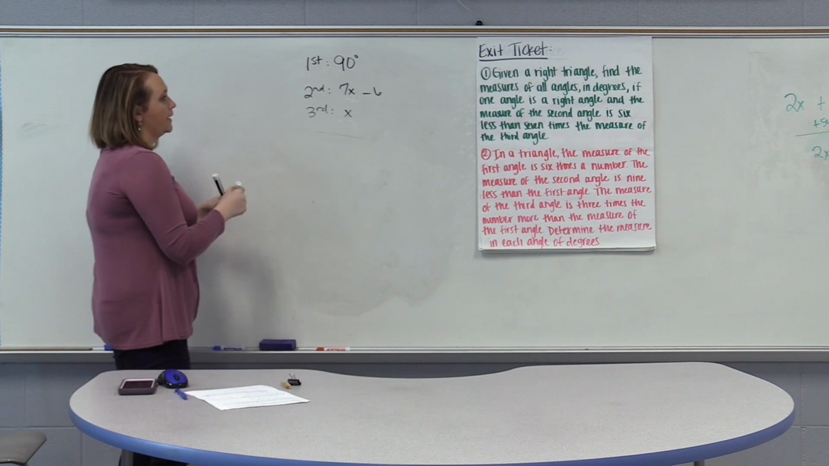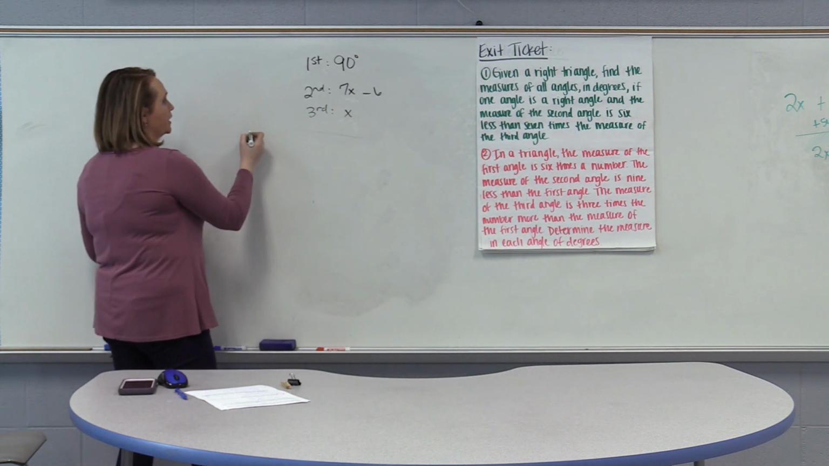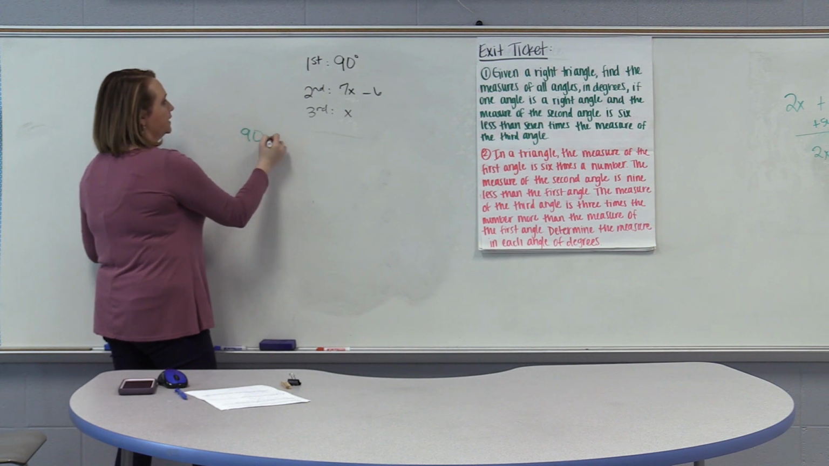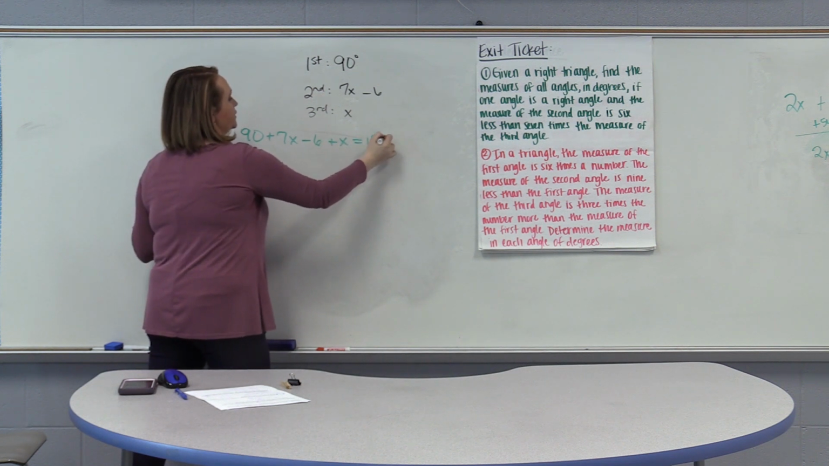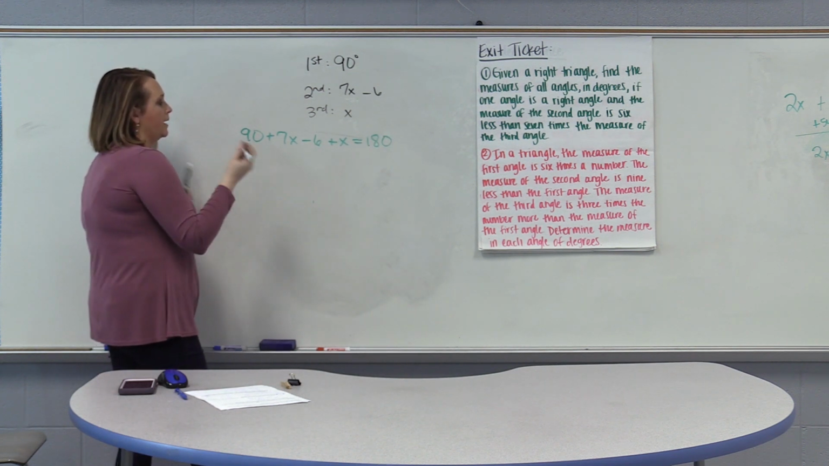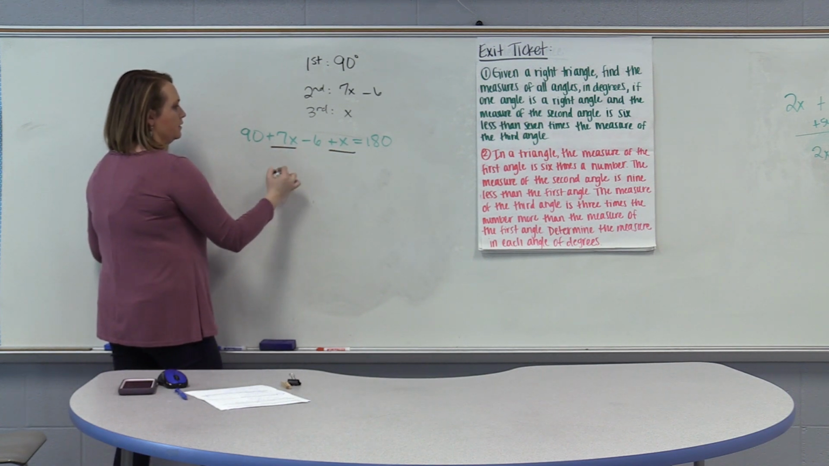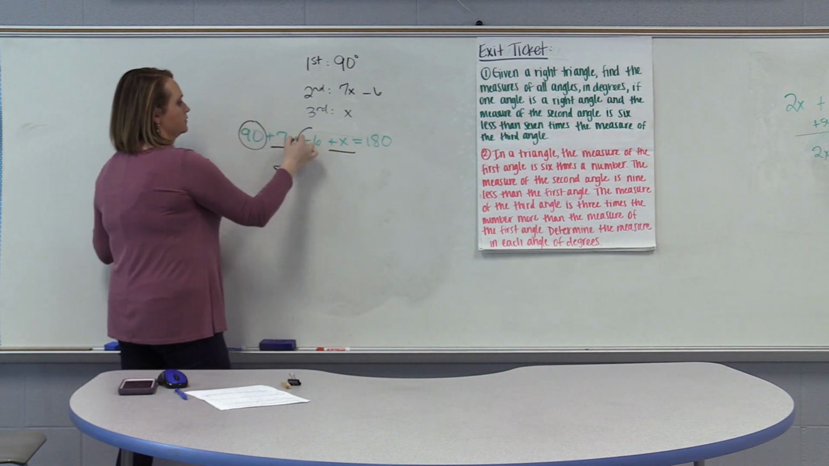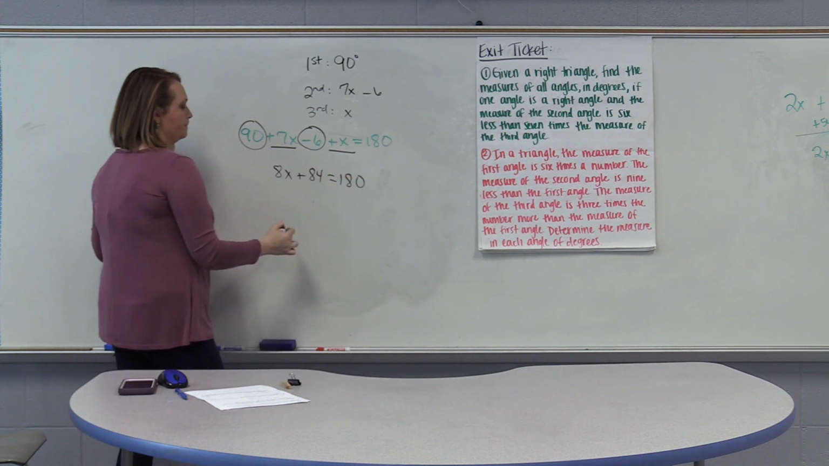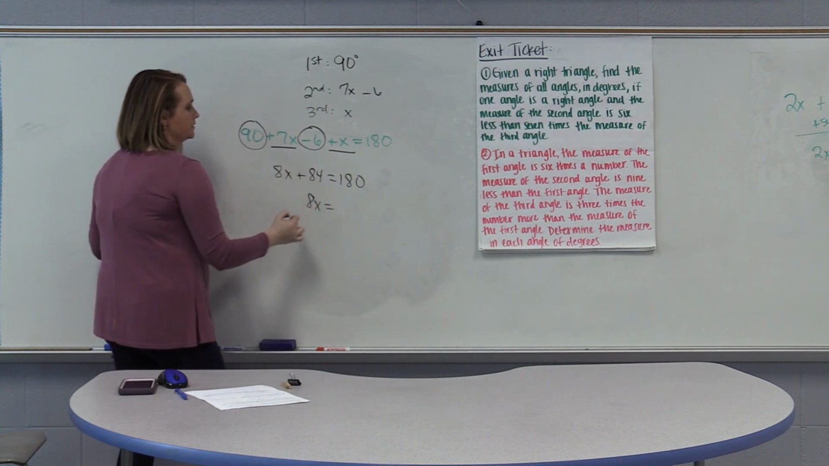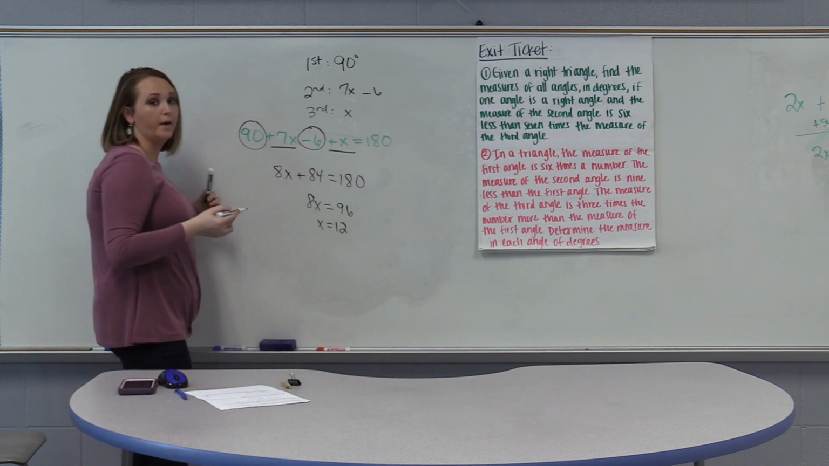Now I'm going to write my equation. I know that all three of these angles should add up to 180 degrees. So 90 plus 7x minus 6 plus x equals 180. I'm going to collect like terms. So I have 8x plus 84 equals 180. I have 8x equals 96, and I have that x equals 12.